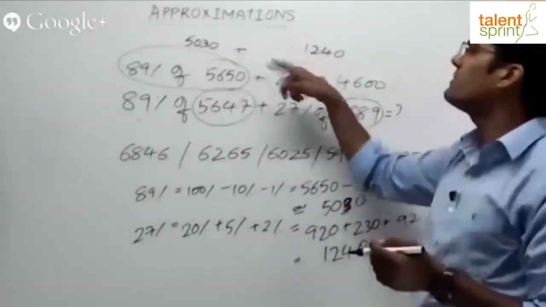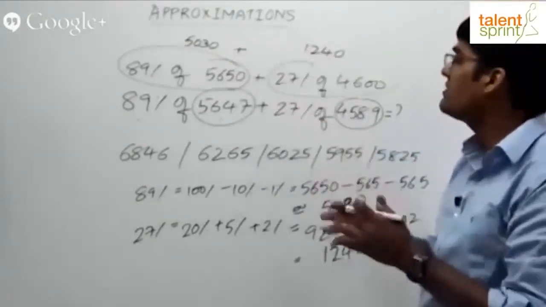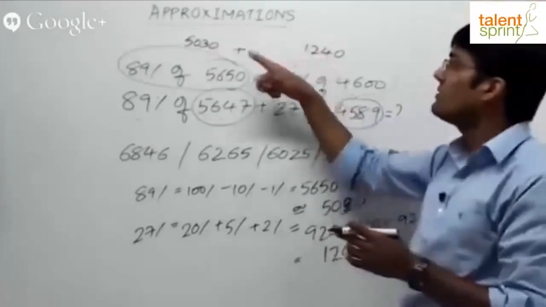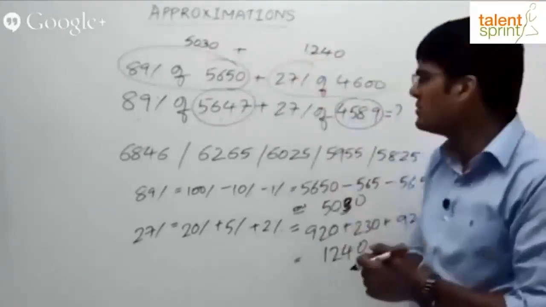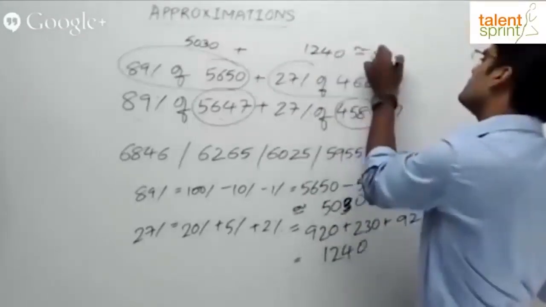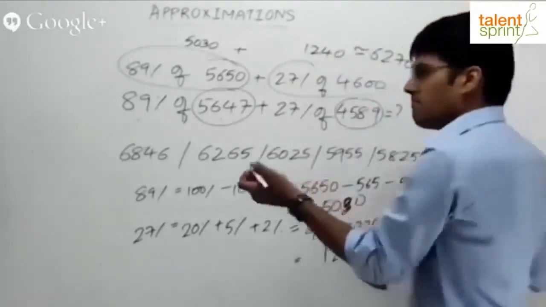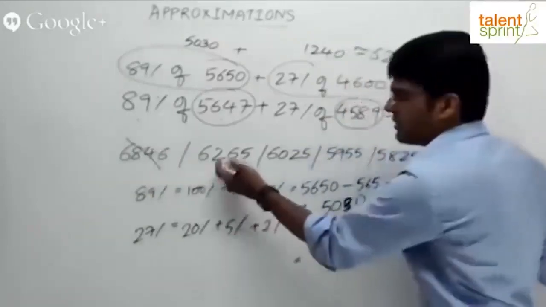So 6,040 plus 30, 6,070, close to 6,000. Sorry, 5,000 plus 1240 will be 6,240. 6,240 plus 30, 6,270. Approximately 6,270. Which is the best option? This is far away. This is close.